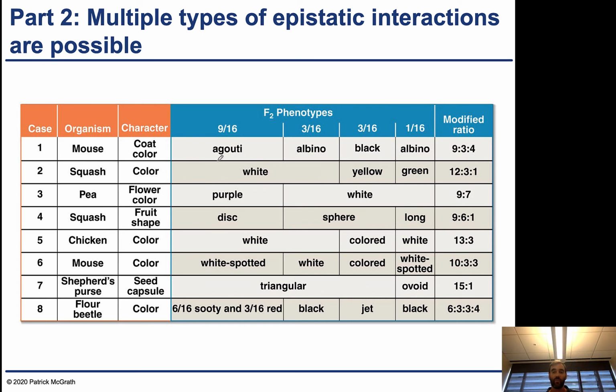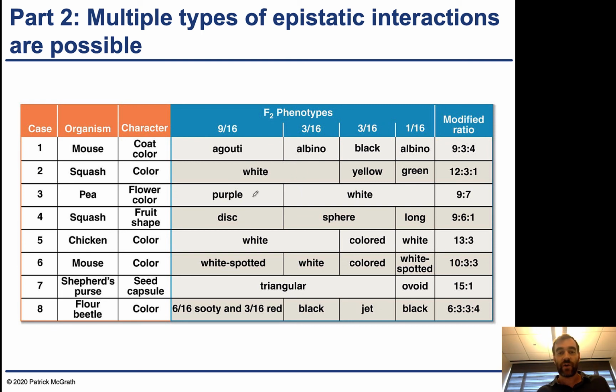And you can actually get even more complicated than that. These are 8 different cases of traits that are controlled by 2 different genes. And these are different ways that you can modify the 9 to 3 to 3 to 1 ratio. These first 2 are an example of recessive epistasis and dominant epistasis. But there are also examples for grouping additional ones of these genotypes together.